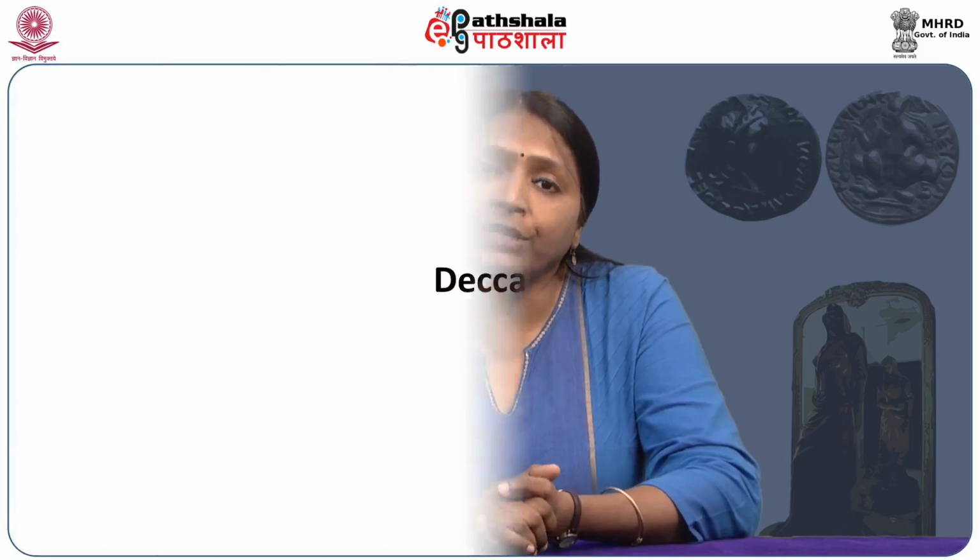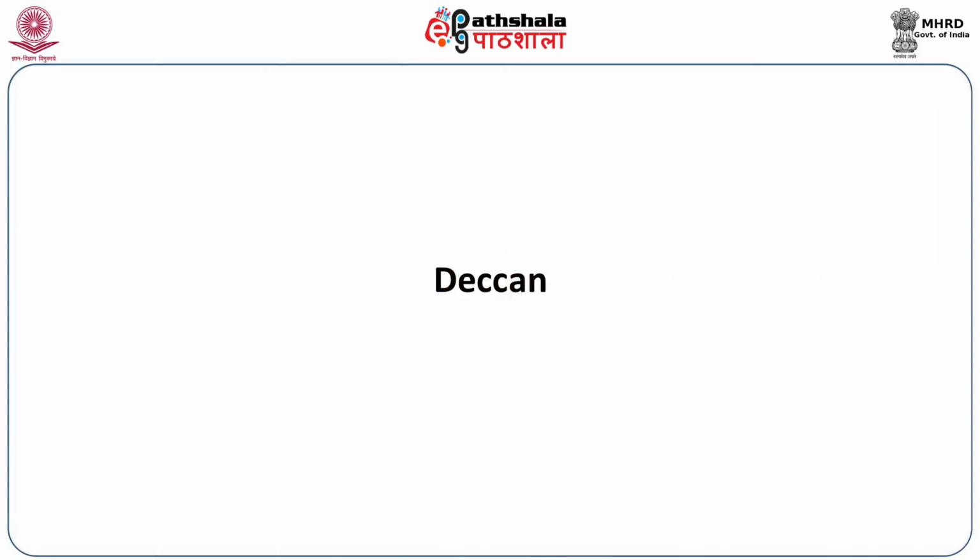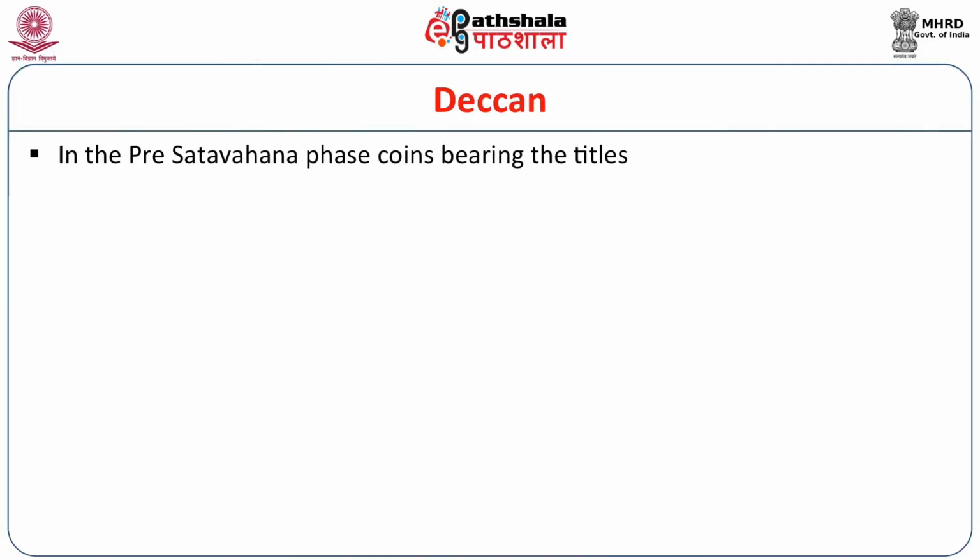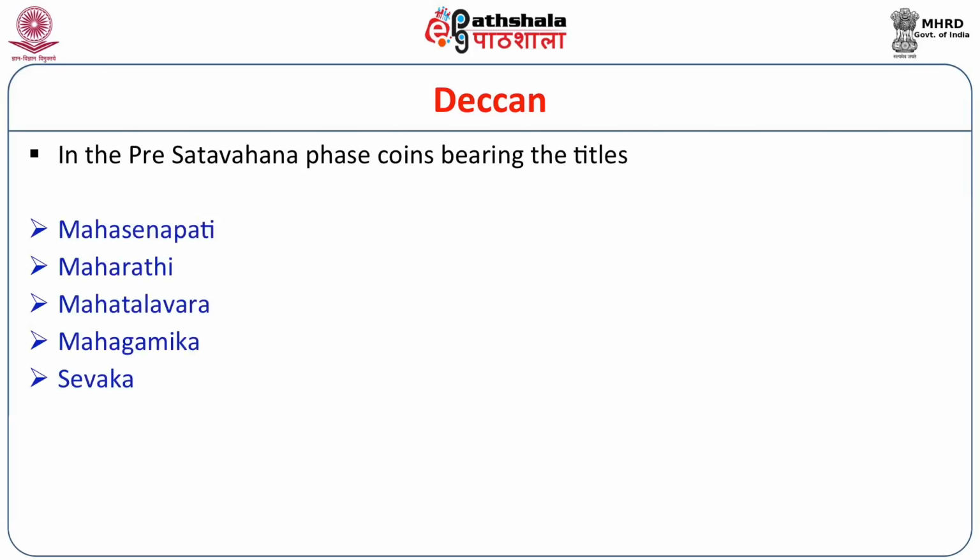Now from the Kushans, let us move to the region of Deccan. In Deccan, you have the Satavahanas and the Western Kshatrapas as the two major powers. But there is a distinct pre-Satavahana phase in Deccan where you find several local powers issuing coinages, and on their coins we find titles like Mahasenapati, Maharathi, Mahatalvar, Mahagamika, Sevaka, and so on.